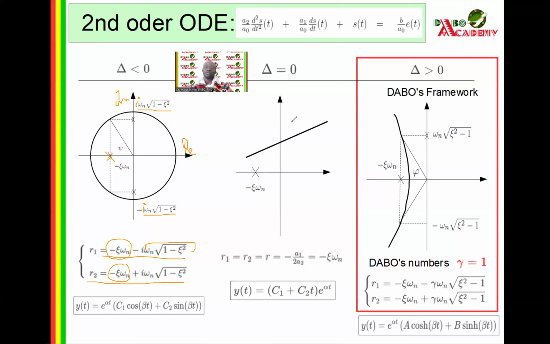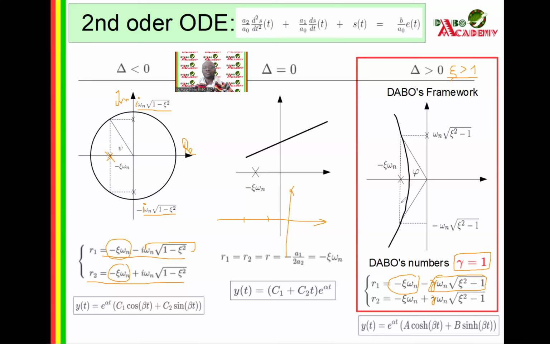But for delta positive, meaning that when the xi damping ratio is greater than 1, you have this framework that I call the framework of Dabo, meaning that of mine, and I introduce it with the Dabo numbers, with the gamma that is equal to 1. This introduction of gamma is just to let the reader not make a confusion, because an addition between this part of the number and this part of the number will project you on a flat space, where all the numbers R1 and R2 will be only here.